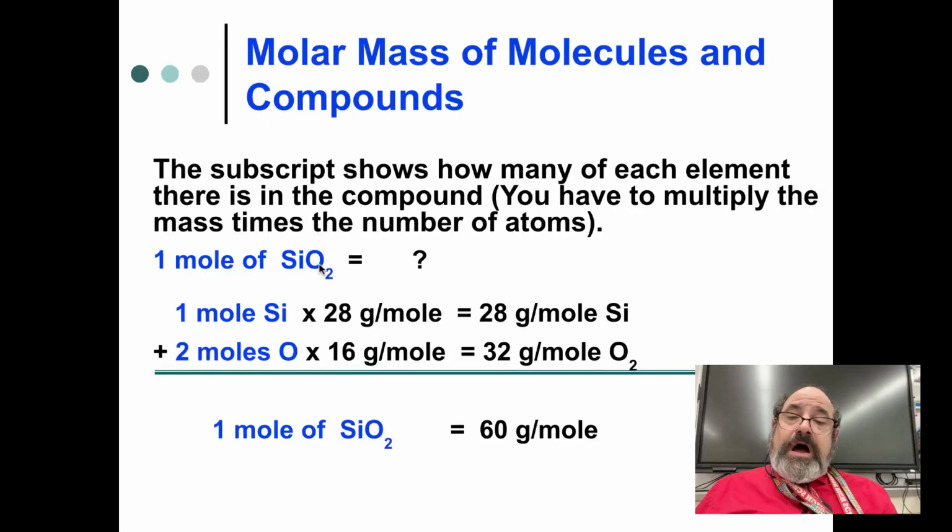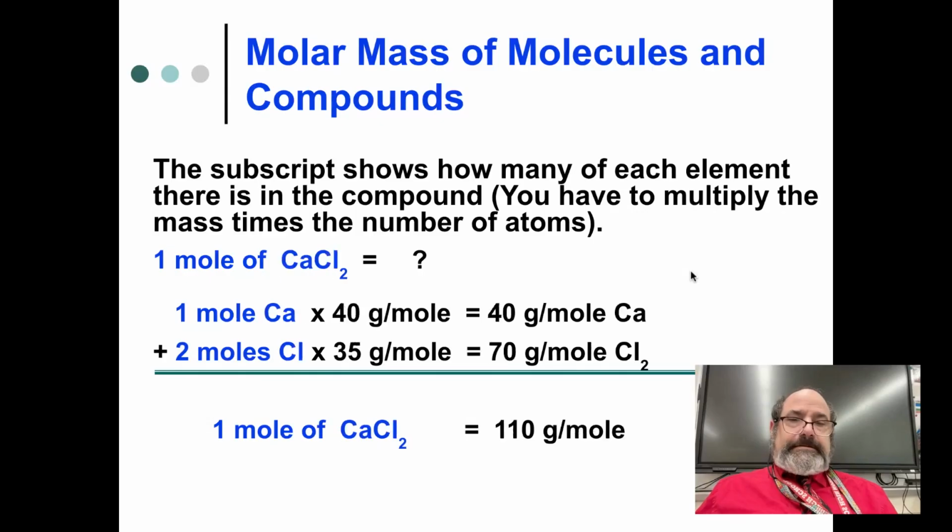There's 2 oxygens. So you have to multiply the oxygen mass, which is 16, times 2, because there's 2 of them. This is our counting atoms. So 2 times 16 gives us 32. So we have 32 grams of oxygen, 28 grams of silicon, and because it's together, we add them together, we get 60 grams per mole of silicon dioxide, which is also sand. So we got sand and salt.